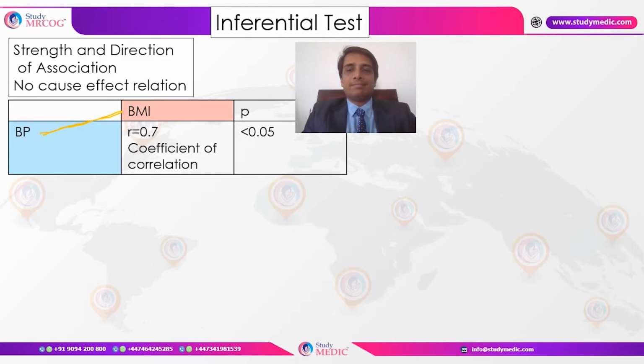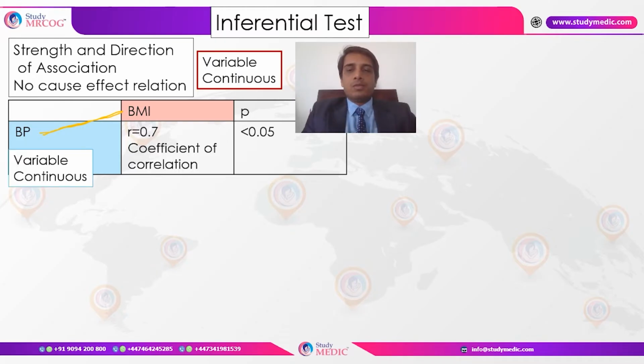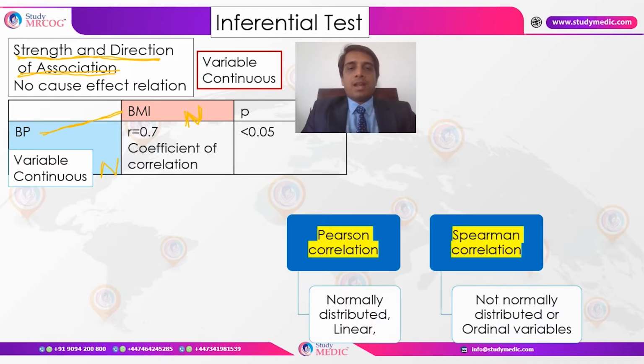What is its strength? That means if you want to find out the strength and direction of association between, you can see here, BP and BMI, both are continuous. So if we want to find out the strength and the direction of association between two continuous variables, and these continuous variables are normally distributed and linearly related, then we use the parametric test, that is Pearson's correlation test, when the continuous variables are normally distributed and linearly related, and when we want to find out the strength and direction of the association. Here we do not presume any cause and effect relationship between BP and BMI.